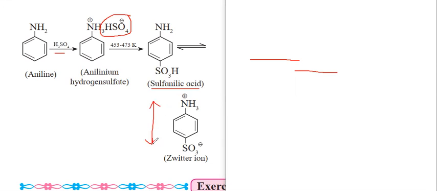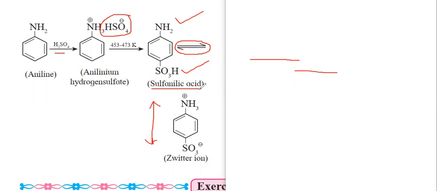This is also an important product. This forms a zwitter ion. Now see why it is called a zwitter ion. Here it is shown: sulfanilic acid, in which the amino group is at the para position to the sulfonic acid group. This is a basic group and this is the acidic group.